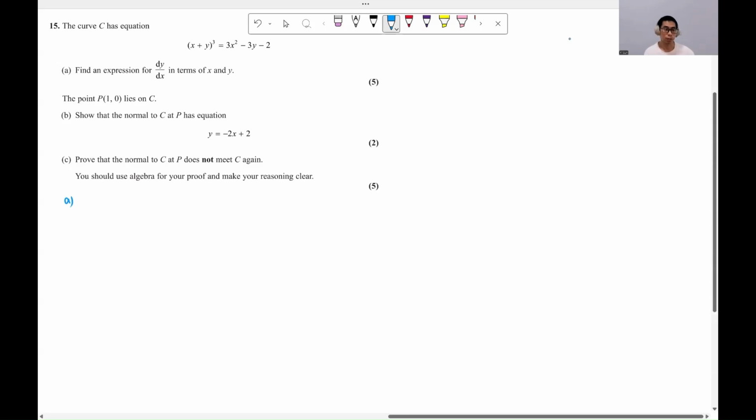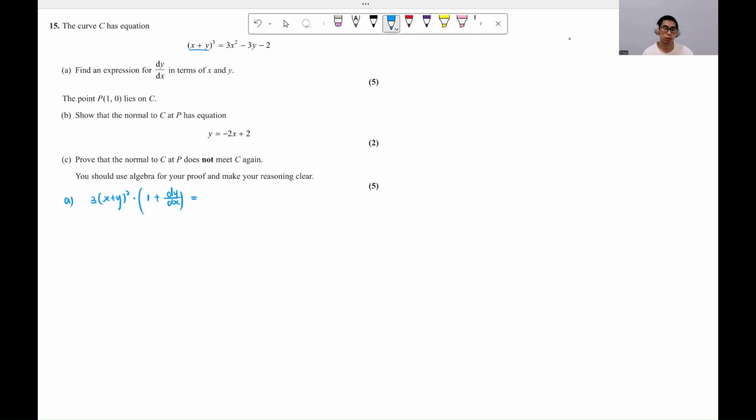So for the first term, (x + y)^3, we bring down the power and then minus 1 from the power. And because inside the brackets is x plus y, it's not just x cubed, it's (x + y) cubed. So x plus y would be the chain, so it's times by the derivative of the chain. x differentiates to 1 and y differentiates to dy/dx.